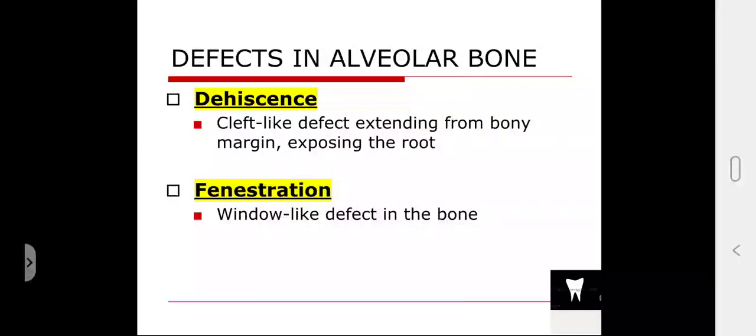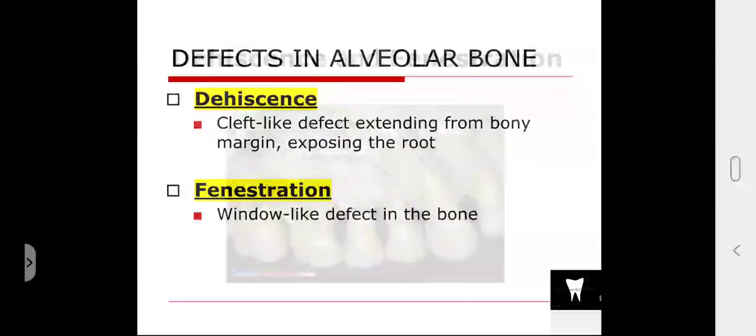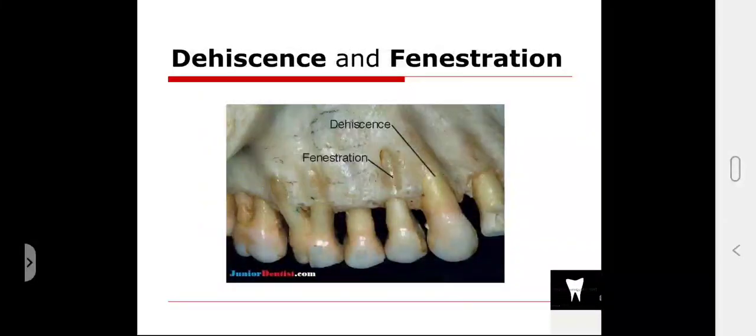Defects in alveolar bone, you need to know the difference between dehiscence and fenestration. You have to memorize that dehiscence is the cleft-like defect, okay? Fenestration is that window-like defect, and I'm going to show you a picture right now. You see the difference between dehiscence and fenestration. Fenestration looks like a window into that root, and dehiscence is almost like that notching there.